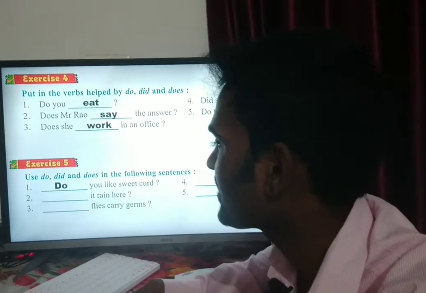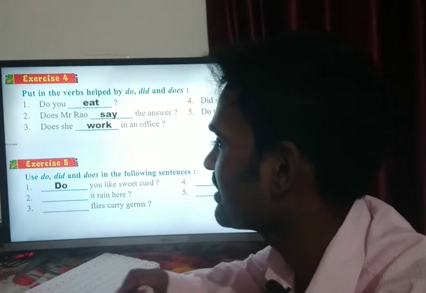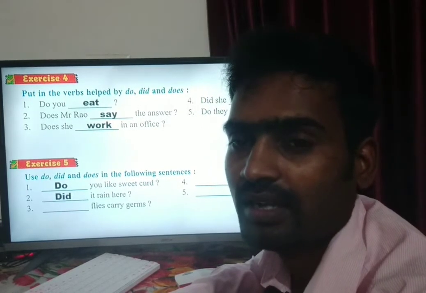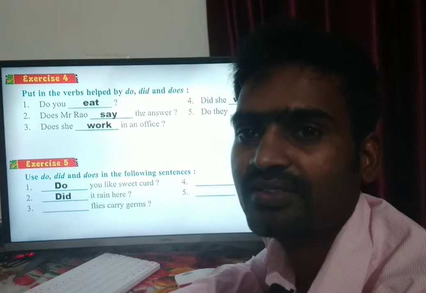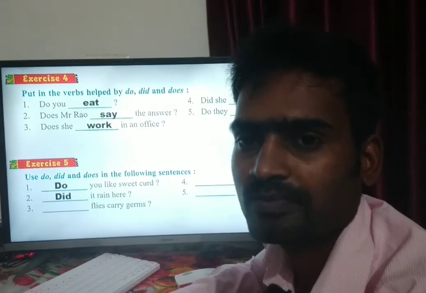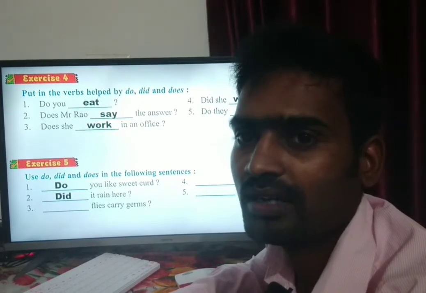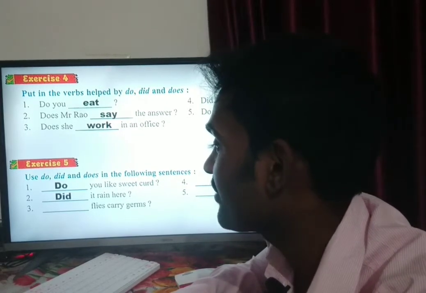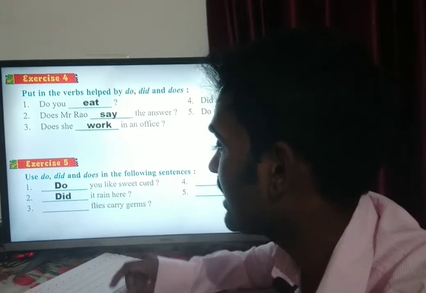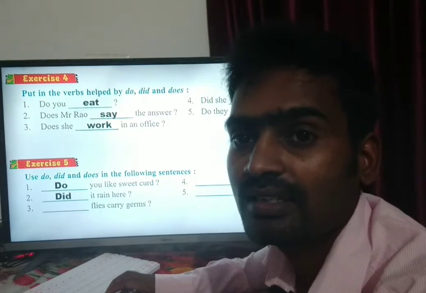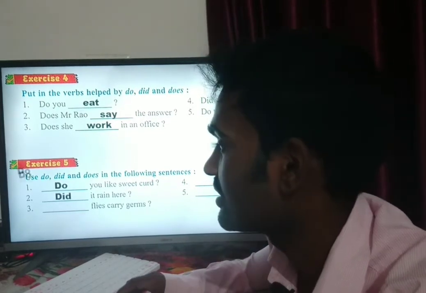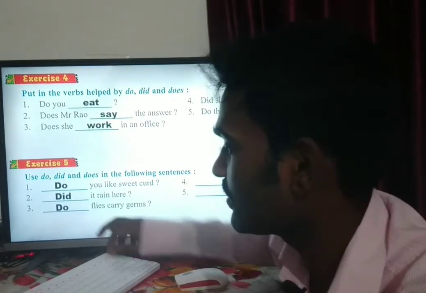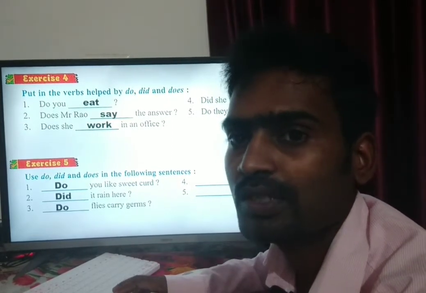The next one, dash it rain here, did it rain here? We speak about rain, the past action. It is a completed action. So that's what we use, did. And the next one, dash flies carry germs. Do flies carry germs? Because we speak about the plural form, so we use do.